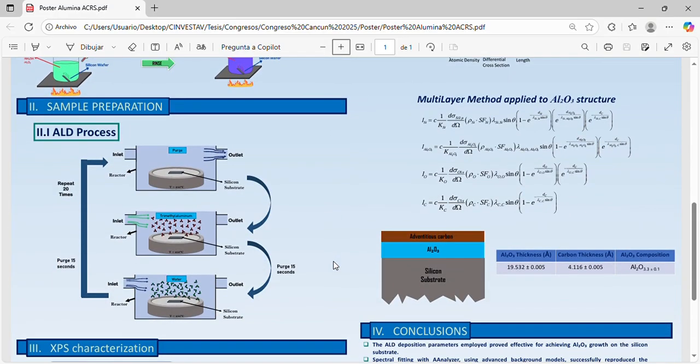Sample preparation. For the ALD growth, we first perform an initial purge. Then we apply pulses of 21 milliseconds for TMA and 15.5 milliseconds for water, with a purge time of 15 seconds for both TMA and water, and this process was repeated 20 cycles.